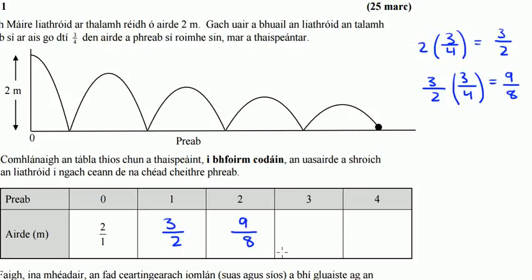So we multiply 9/8 by 3/4, and we're going to get 27/32. Then 27/32 by 3/4 to get 81/128. They've asked us to give it in the form of a fraction, so we don't need to do anything else here.